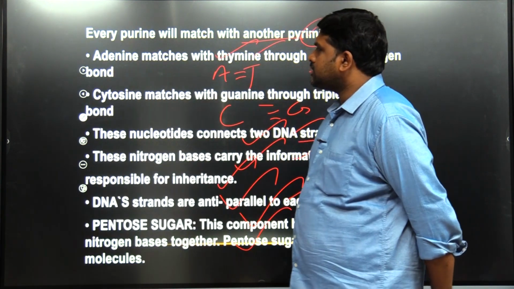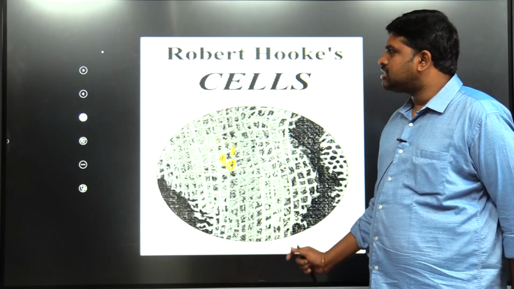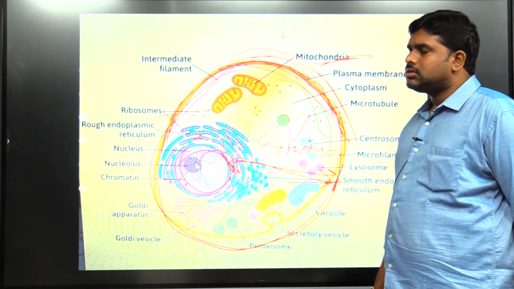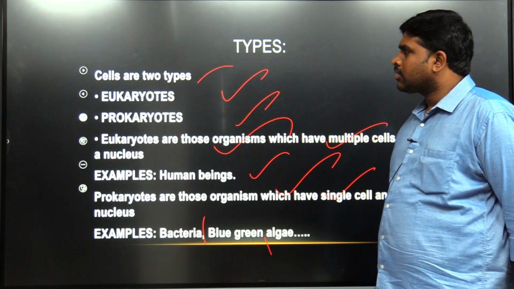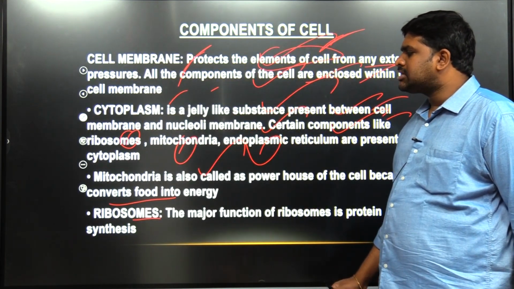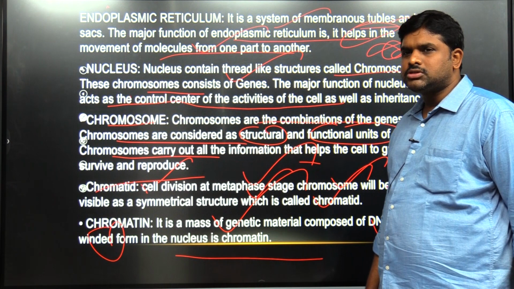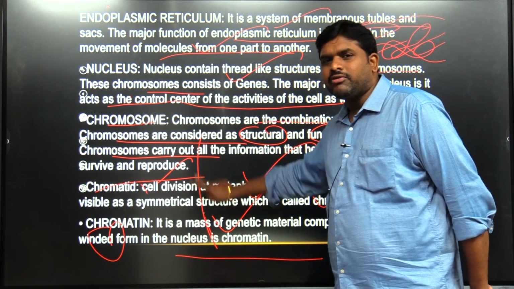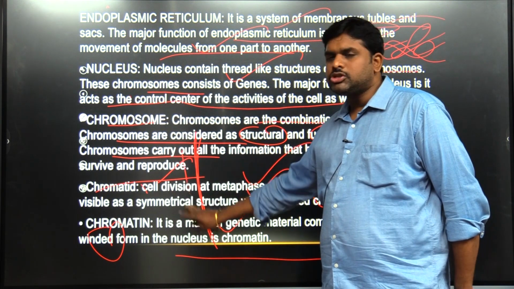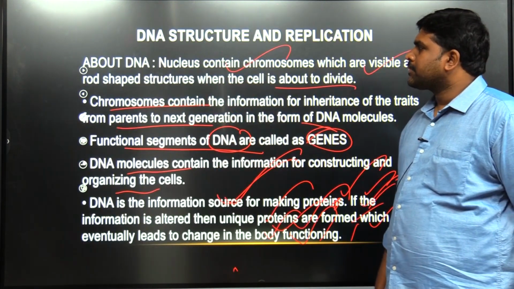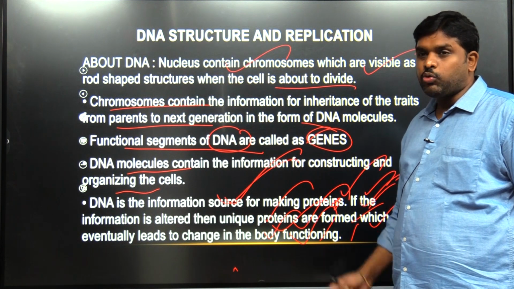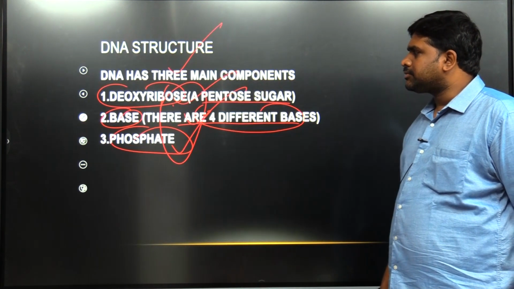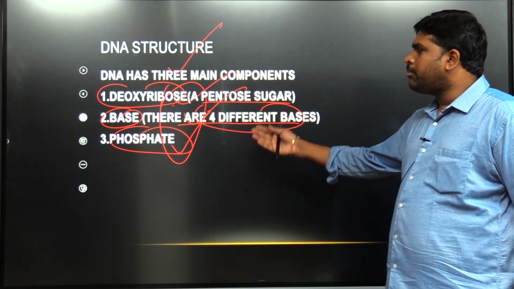Again, I will revise. I explained about the cell, how the cell was discovered, then the cell components: cytoplasm, mitochondria, ribosomes, endoplasmic reticulum, chromosomes, chromatid, chromatin. This is important for our 9th unit. This is our syllabus, so I focused here more. So what is this DNA structure? We understood. What is a gene? We understood. What is a chromosome? We understood. DNA structure, it's a combination.